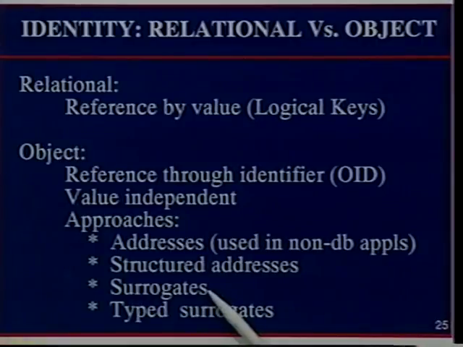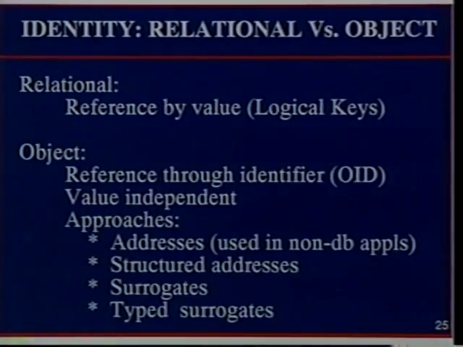The other approach is to use something called surrogates. In surrogates, we define the object identifiers as globally generated identifiers which are unique, and they do it using some program which is guaranteed to generate a unique object identifier in some manner. Some object databases use this, but most of the C++ based database systems do not use surrogate IDs. Many of them use structured IDs. Then we have typed surrogates. Some systems such as Orion or Itasca, which is a commercial system, use this typed surrogate.